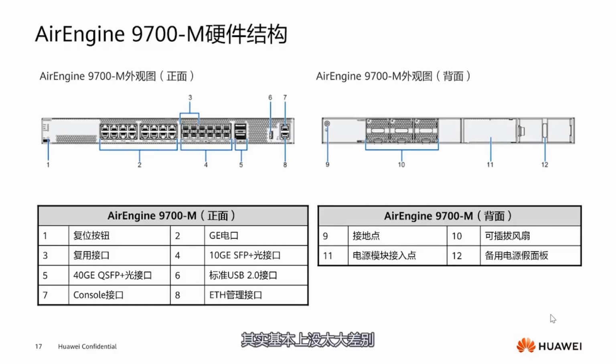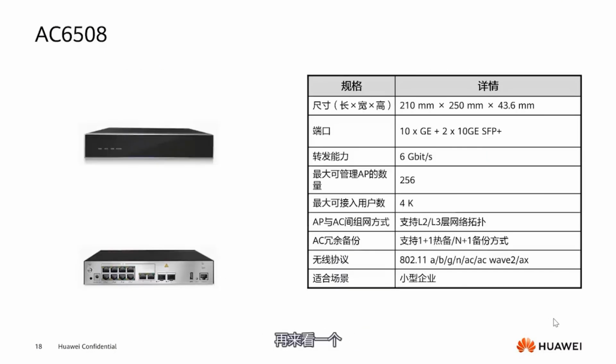Ignoring the size and focusing only on the appearance, a very elegant-looking AC. The AC6508 is a small box-type wireless access controller that Huawei has launched for small to medium-sized enterprises. It has a front panel on top and a back panel below. Note that its power input is different. Its power supply uses a smaller plug, not the 3-pronged plug mentioned earlier. It also comes with an adapter.